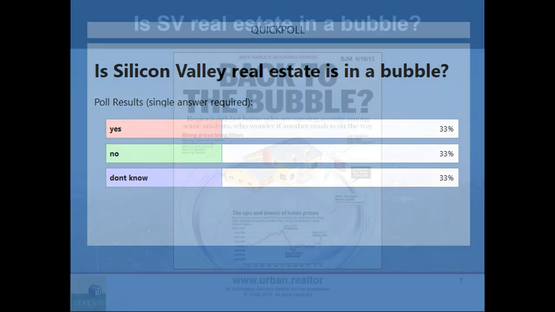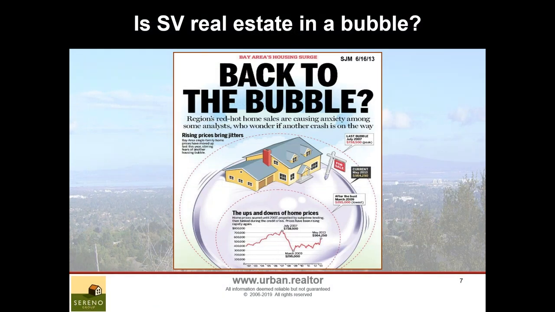So, as you can see, the question of whether Silicon Valley is in a bubble or not is not a new question. This is an article from June of 2013. If we take a look at this article, we see three price points. One was when the bubble burst, in July 2007, where the median price was $738,000. Post the bottom of the market, which was in March of 2009, median prices were about $295,000.